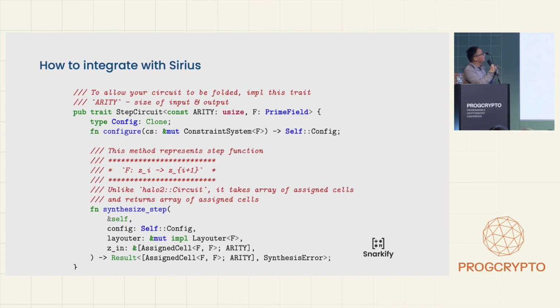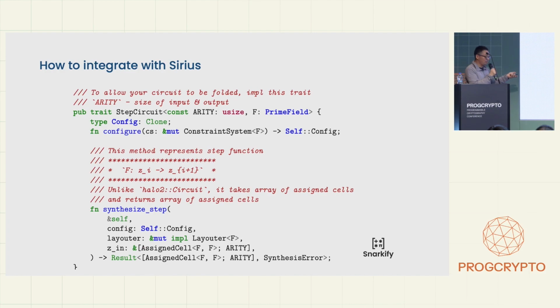This slide is for any developer who is interested in integrating with our Sirius library. For example, currently we support Halo 2. So if you are a Halo 2 developer and your calculations fit into this category, basically repeated computation, this is how you can integrate with our library. If you're familiar with Halo 2 circuit development, this is almost the same as the Halo 2 circuit trait. The first one is the configuration for your circuit. This is exactly the same as what you did for your circuit, so you don't have to change your own circuit.